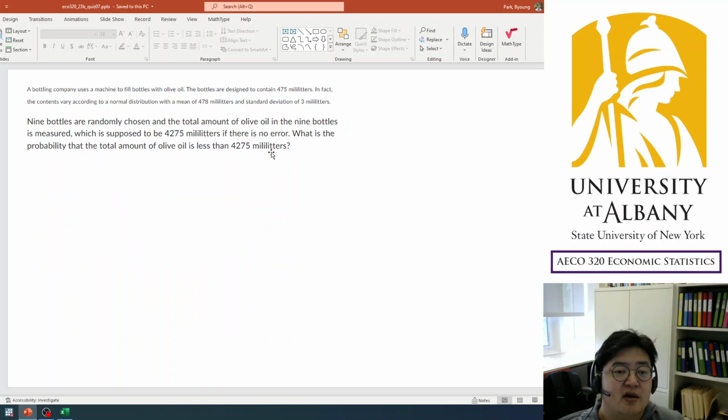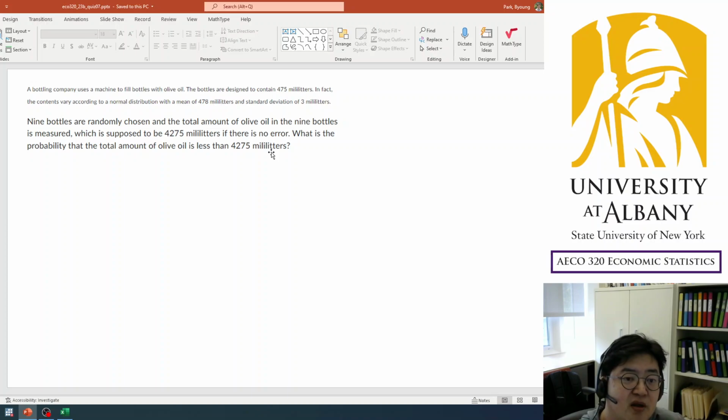Similar question. A bottling company uses a machine to fill bottles with olive oil. The bottles are designed to contain 475 milliliters. In fact, the contents vary according to a normal distribution with a mean of 478 milliliters and a standard deviation of 3 milliliters. So this company manufactures olive oils, but it has to contain 475 milliliters, but it gives a little more than that as a margin of error, right?